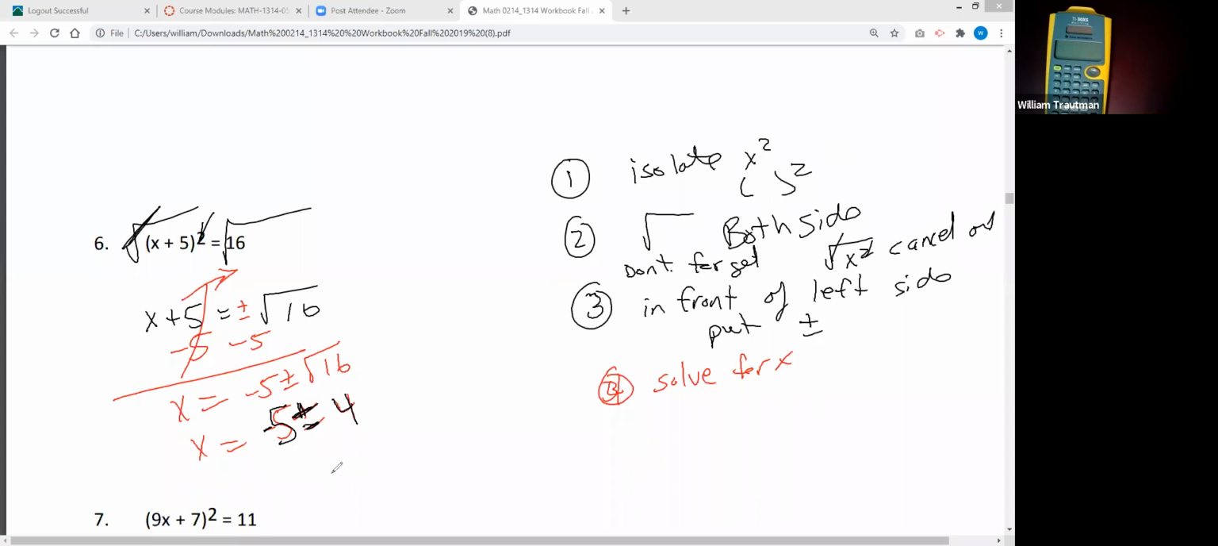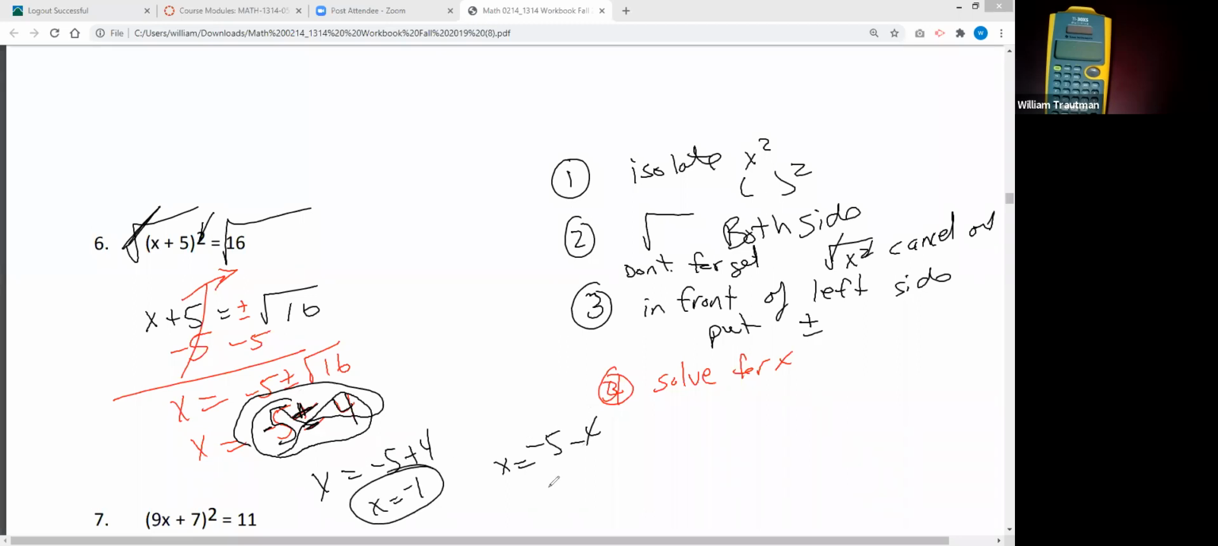So there's 2 answers here. One answer is -5 plus 4. The other answer is -5 minus 4. Do you see? One answer is -5 plus 4. The other answer is -5 minus 4. -5 plus 4 is -1. -5 minus 4 is -9. So number 6 has 2 answers.